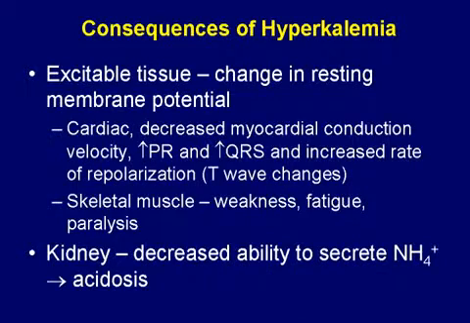Consequences of hyperkalemia. In the acidosis talk, we talked about the fact that there's this interaction at the thick ascending limb between ammonium and potassium. So if you put animals on a high potassium diet, they become acidemic. And it's largely because of this competition between potassium and ammonium in the thick ascending limb that then reduces available ammonium in the distal nephron for excretion.